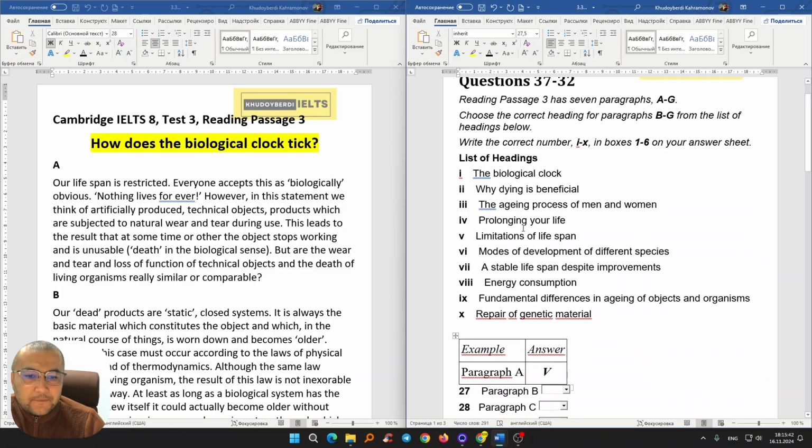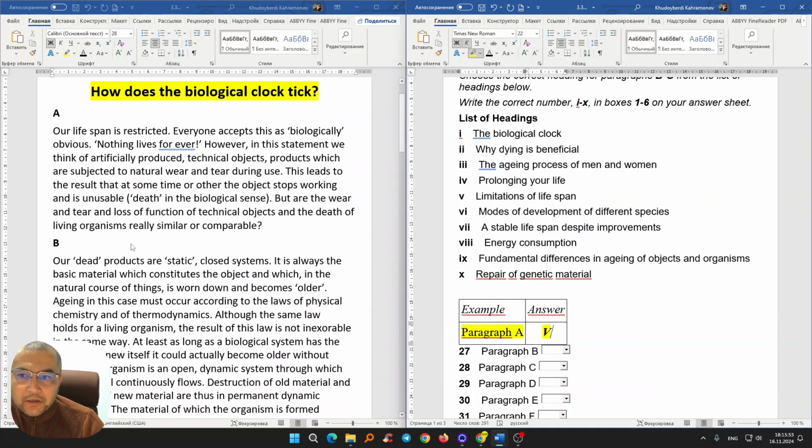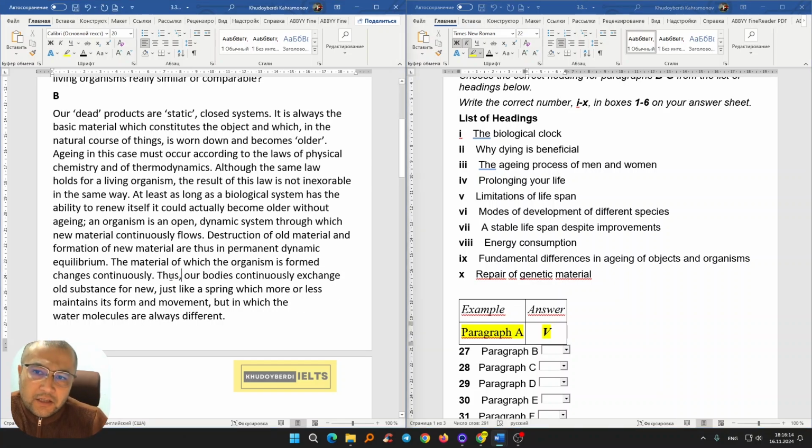All right, let's do it. If we pay attention here, paragraph A has been done for us, which means we don't have to read paragraph A here. And let's try to read paragraph B. In terms of doing list of headings, the first step is that we need to pay attention to the paragraph first, and then we will try to pick up the most optimal variant here.